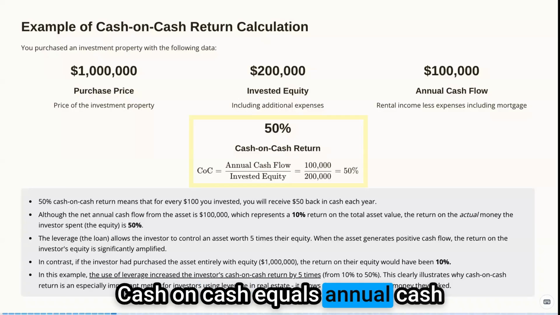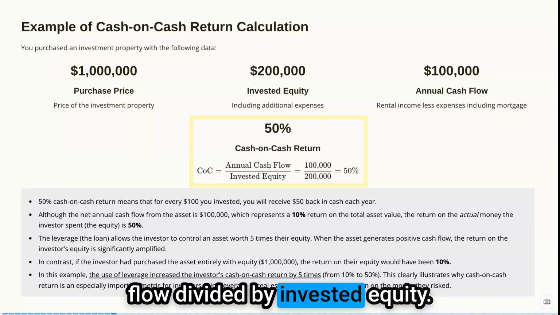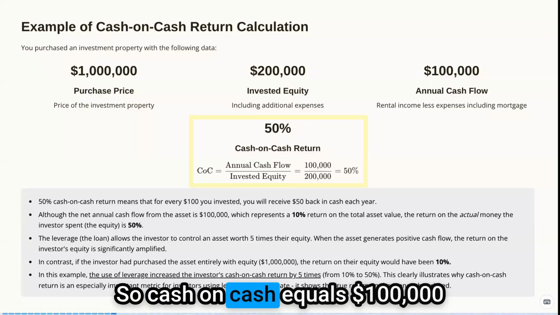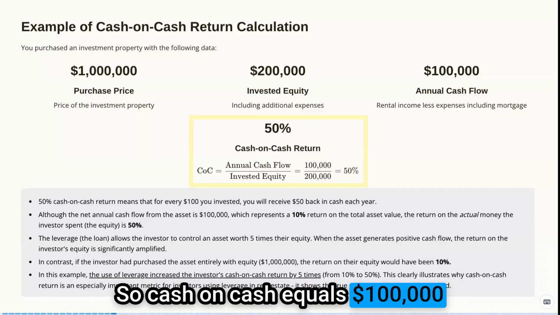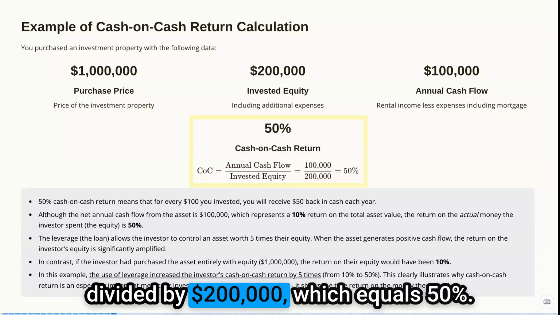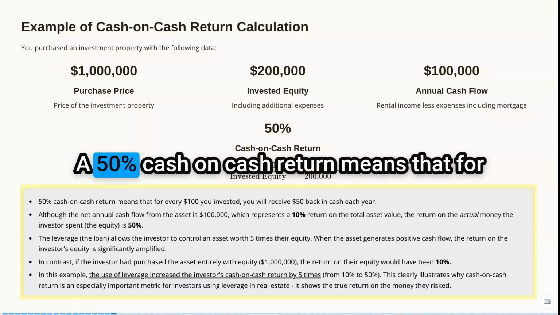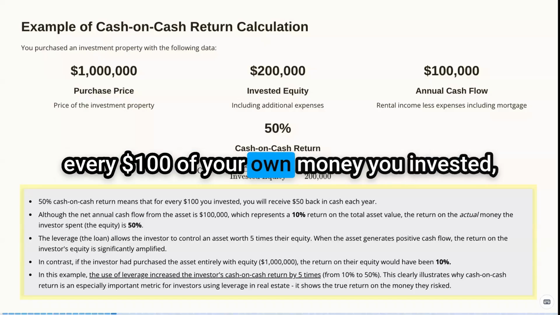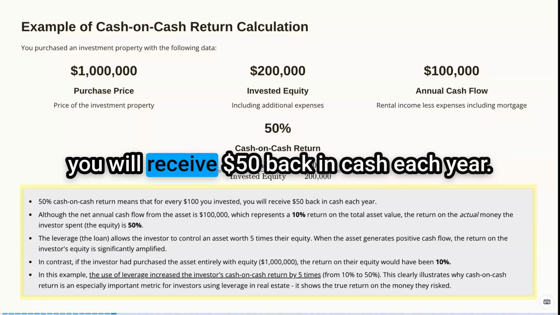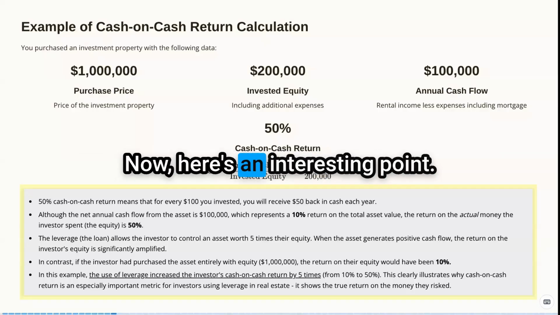Cash-on-cash equals annual cash flow divided by invested equity. So cash-on-cash equals $100,000 divided by $200,000, which equals 50%. A 50% cash-on-cash return means that for every $100 of your own money you invested, you will receive $50 back in cash each year. Now, here's an interesting point.